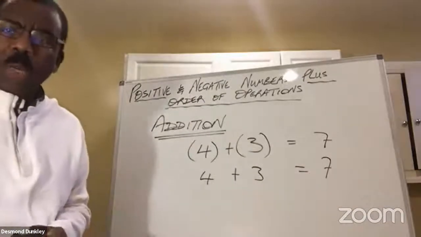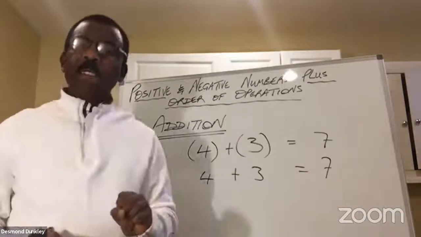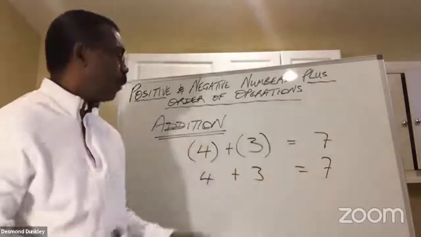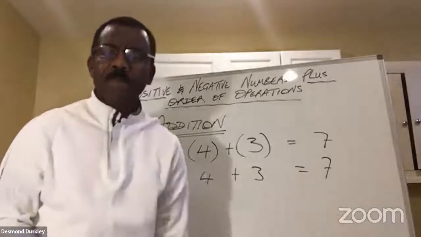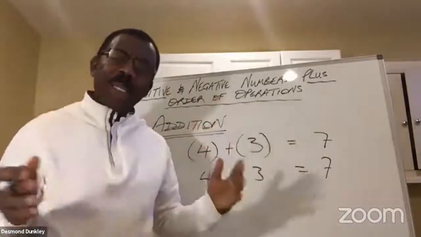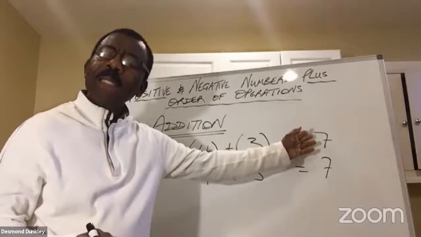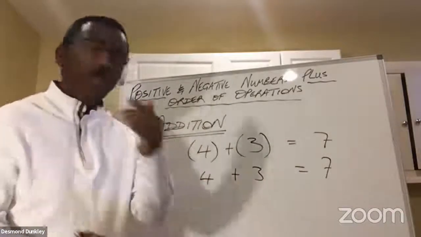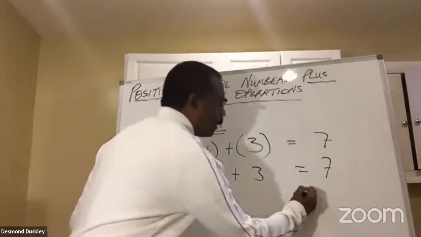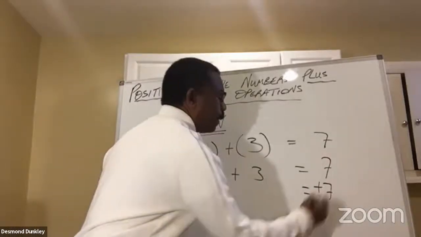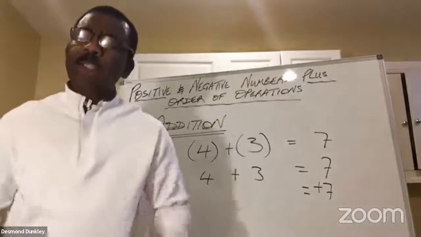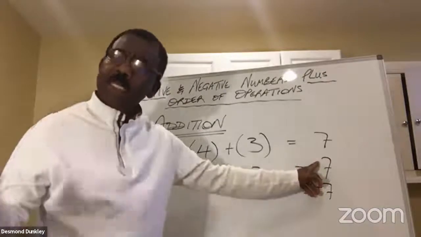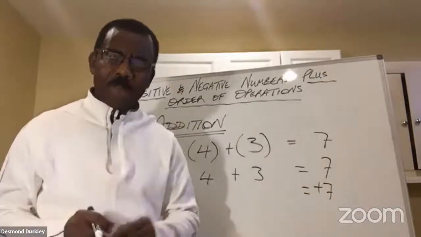Not a problem at all. So what do we have? We have 4 positives and we have 3 positives. Put them together, we end up with 7 positives. Notice I did not put the positive sign in front of the 7 because it's not necessary. However, if I did write positive 7, it is the same thing. It's just that everyone in math world knows that 7 without the sign is positive 7.